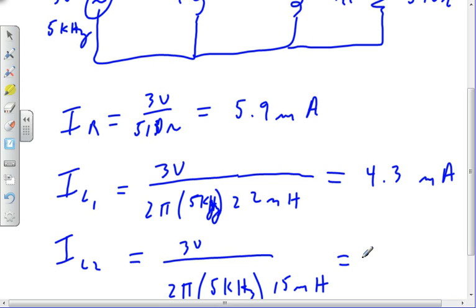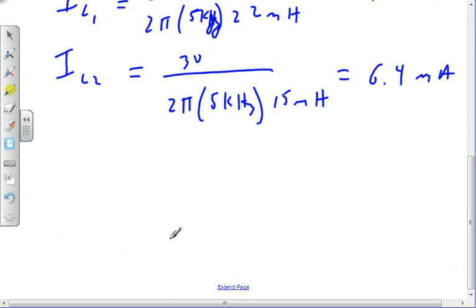Okay, so I don't think I did that right, so I guess I'll have to do the whole calculation. 3 divided by 2 divided by pi divided by 5 divided by 15. And I end up with 6.4 milliamps. So I have the component currents.